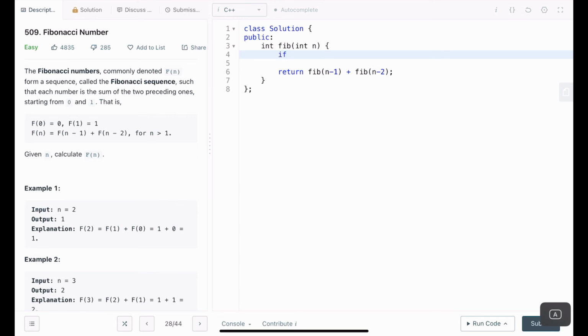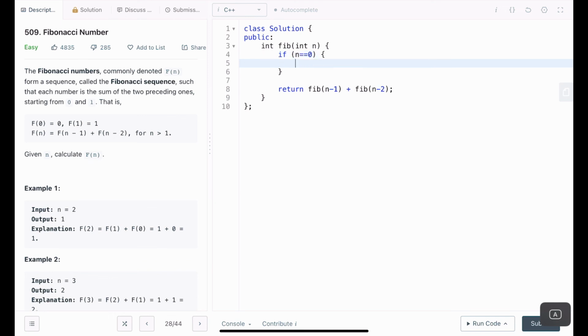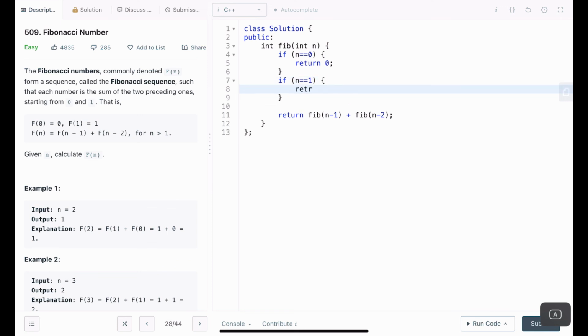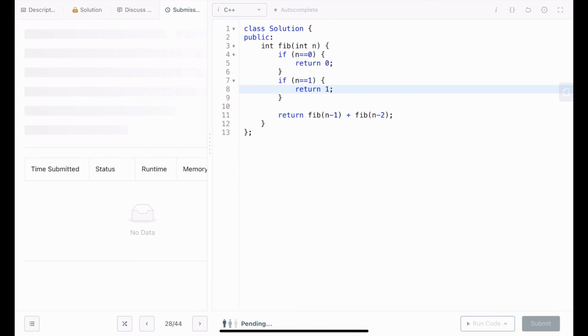The second step in the intuition is that we hard code the base cases. The base cases are already given to us: if n is equal to 0, we return 0. If n is equal to 1, we return 1. This was as simple as it could get. So using our two-step intuition, we have written the answer. Let's try to submit this question.